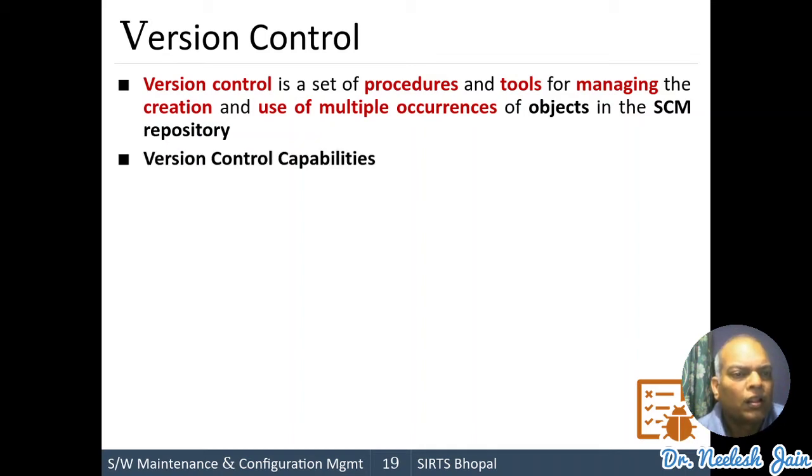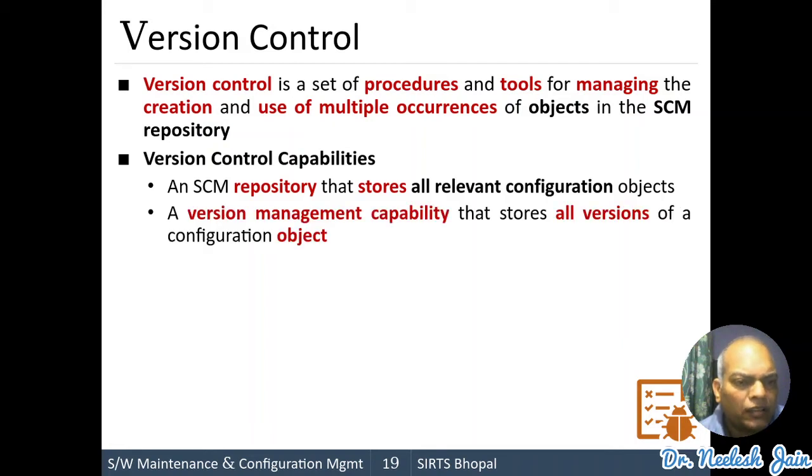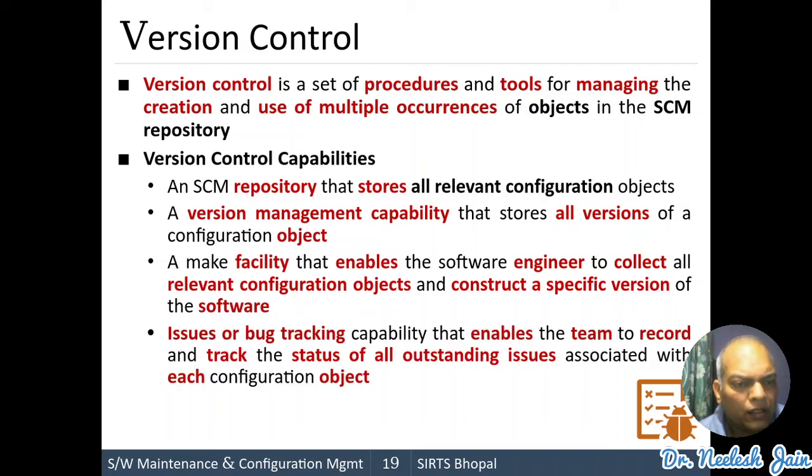Version control capabilities include a repository that stores all relevant configuration objects. It is a capability that stores all versions of a configuration object. It provides the facility that enables the software engineer to collect all the relevant configuration objects and construct a specific version of the software.